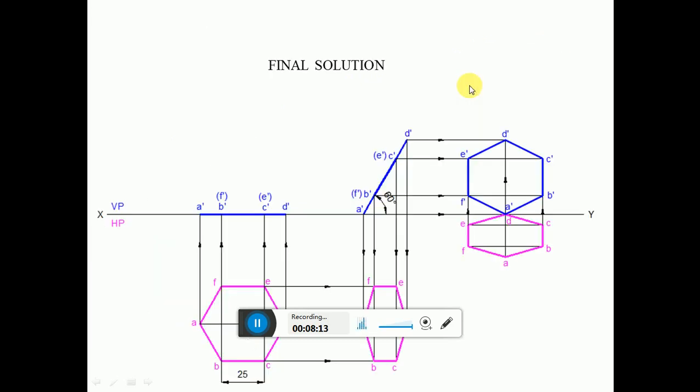But how do we check whether my solution is right or wrong? A corner is resting on HP. The corner opposite to that corner is on VP. The corner opposite to the corner is D dash, that is, D is resting on VP. And the surface makes an angle of 60 degrees to HP. And it is a side of 25 mm. So this is how we will be able to analyze the problem. By looking at this, we can say our solution is right. Thank you.